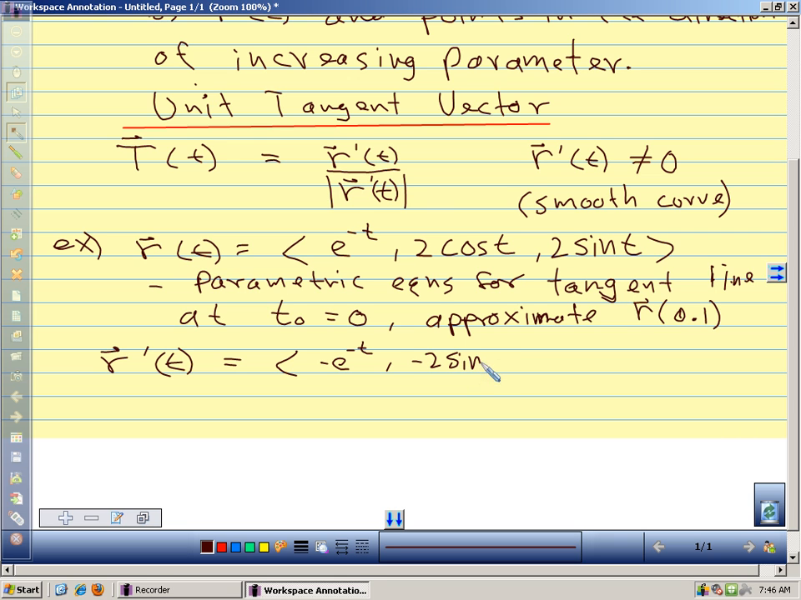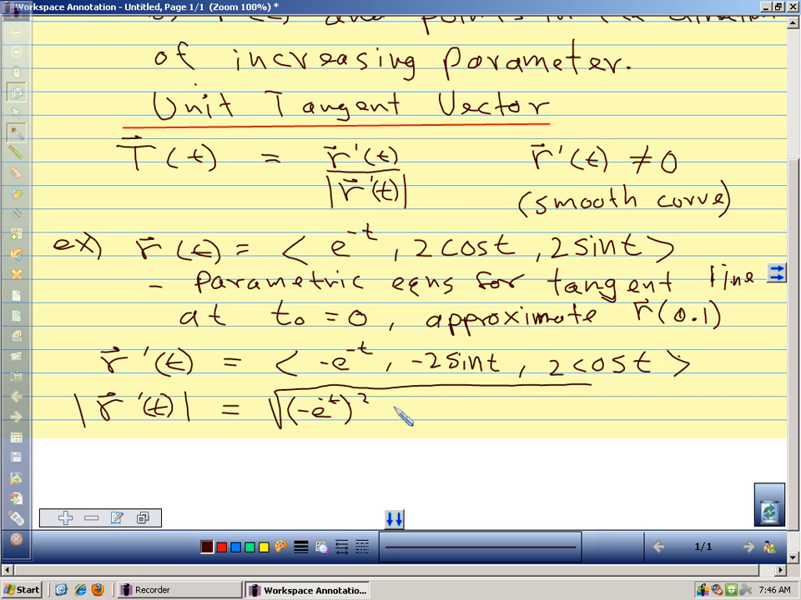Negative 2 sine t and 2 cosine t. The length of r prime is going to be the square root of our components squared. So it's going to be e to the minus t squared plus negative 2 sine t squared plus 2 cosine t squared.